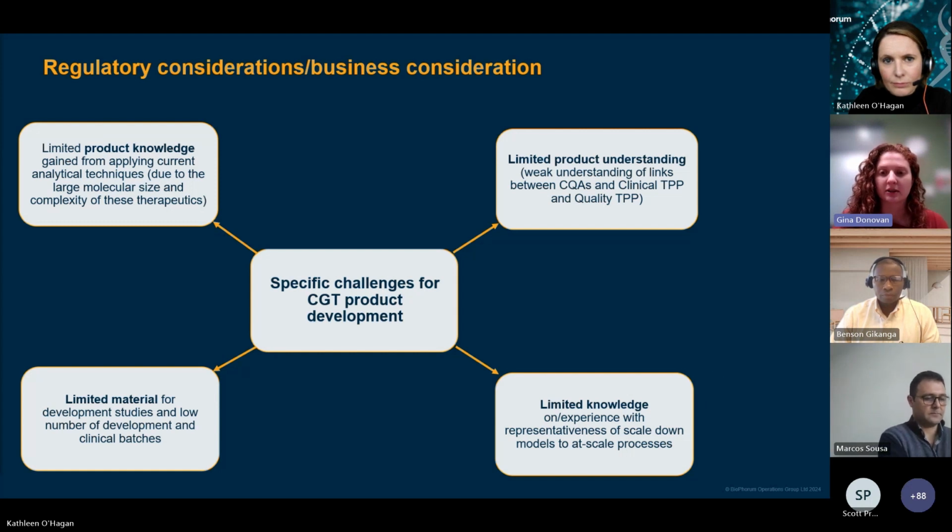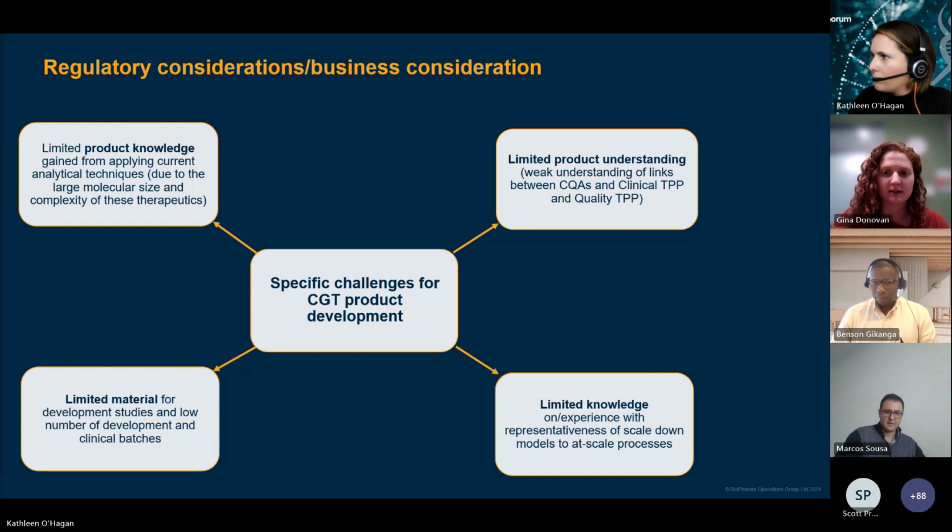So as a result, the product and process understanding can be a challenge to really fully define prior to commercialization. And the clinical readouts and data from these products can be so incredible that the speed portion of this may be more expedited than we would expect from a traditional biologic. Next slide.